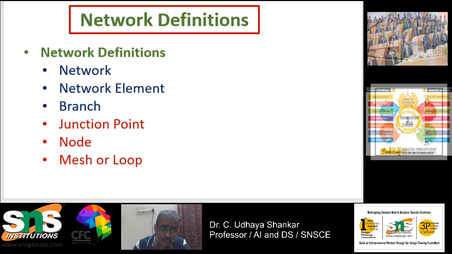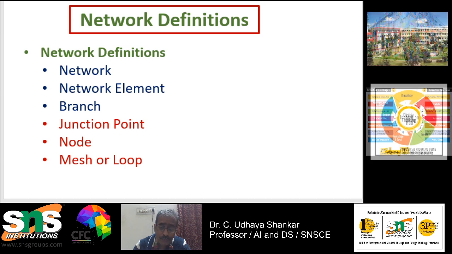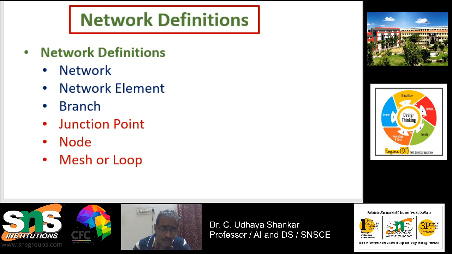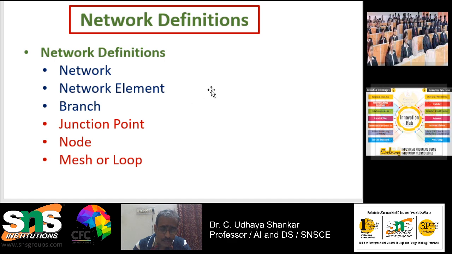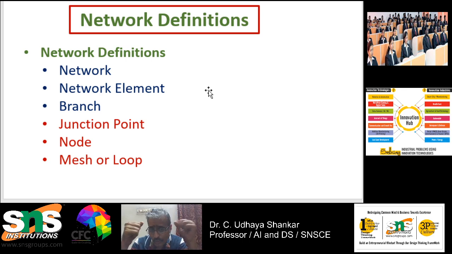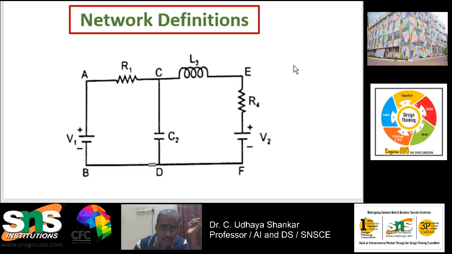So these are the different network definitions. If you are clear with the definitions of network, I am sure you will be able to solve the problems very easily, and you can design various circuits easily. Here I have given some examples to make you understand what a network is, what a network element is, and what a branch is. And any doubts you have, you can give in the comment section.